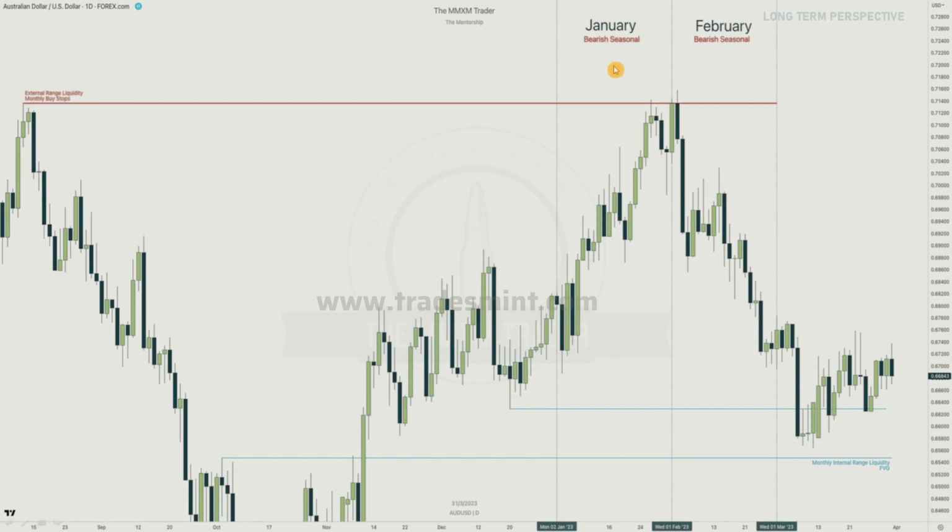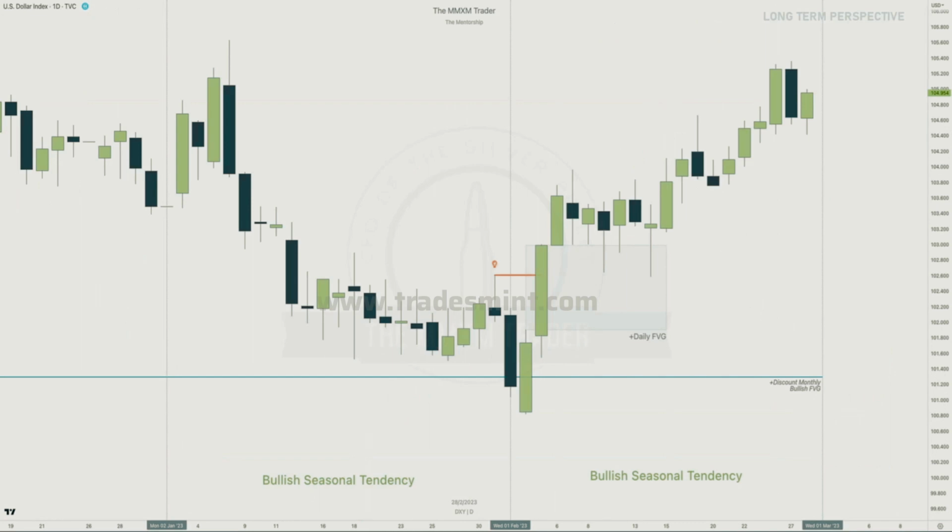So seasonals, couple it up with a higher time frame PD array. An old high is also a PD array, right? It's a premium area. So we stop hunt over here and then we displace with that seasonal tendency. So again, a reminder, the US dollar index is bullish, right? Bullish seasonal tendencies. We've got that daily fair value gap.